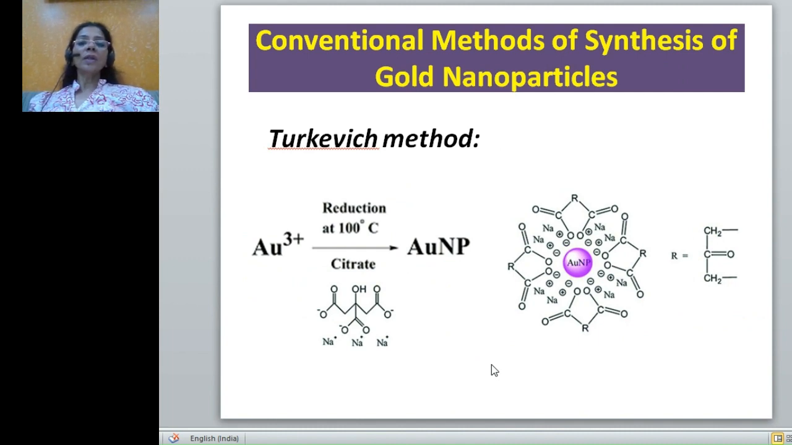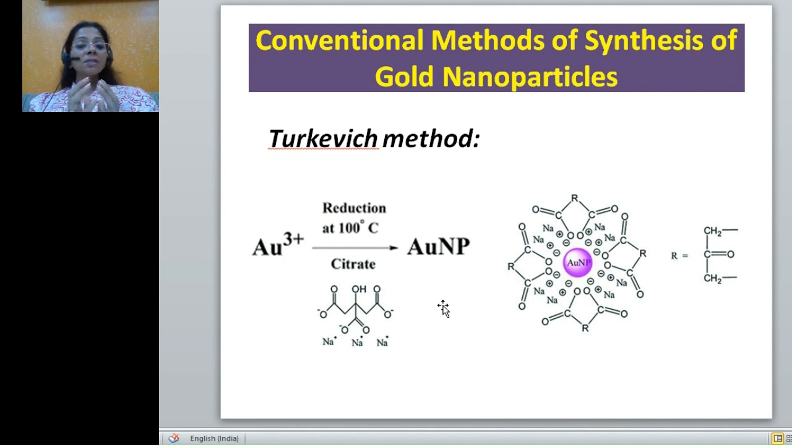Conventionally, these gold nanoparticles can be synthesized by adopting two methods. One is the Turkevich method, where we start with the auric salt. This auric salt is reduced with the help of citrate ions at 100 degrees Celsius to give the auric atoms with the zero oxidation state, and then these auric atoms start forming the clusters.